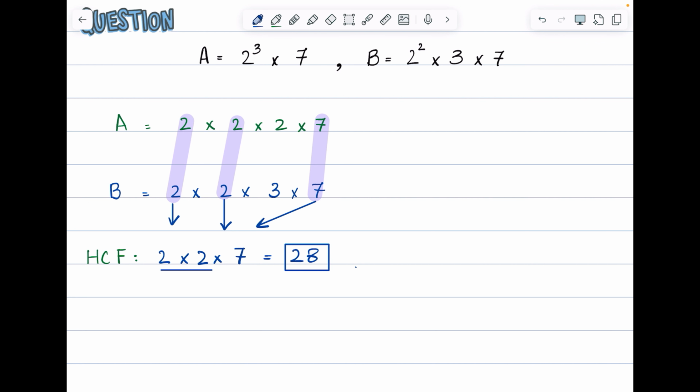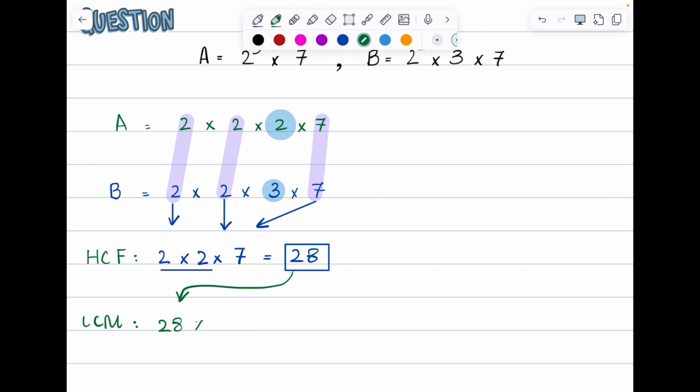But wait, we're not done. हमने LCM भी ढूंढना है. कोई मुश्किल बात नहीं. For LCM, least common multiple, what you're going to do is you're going to pick up the HCF, which is 28, and times it by उन numbers से multiply करेंगे जो रह गए, which couldn't be part of any pair, which is 2 and 3. So times by 2 and times by 3.